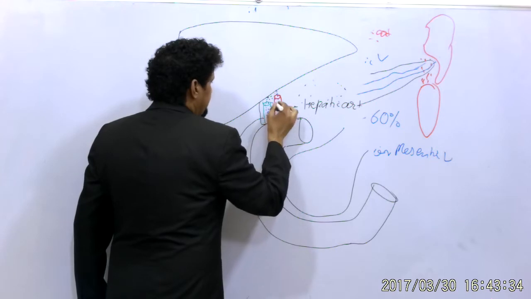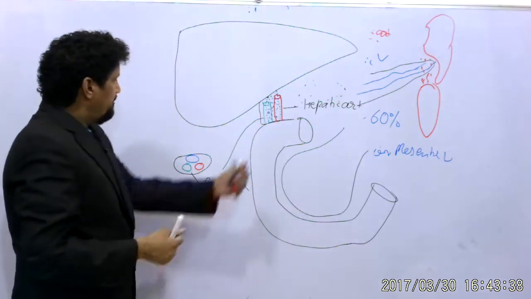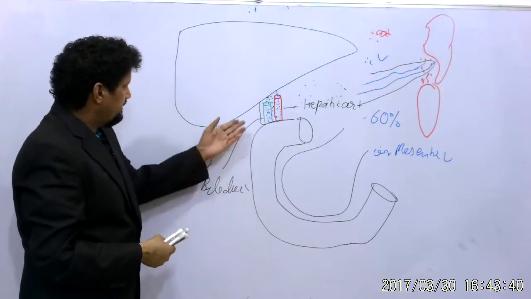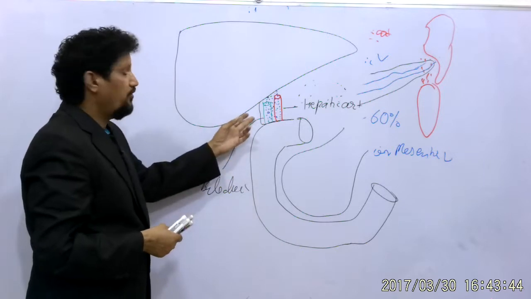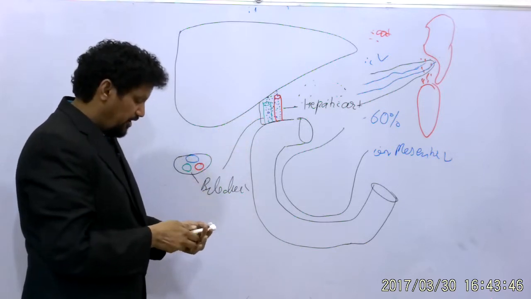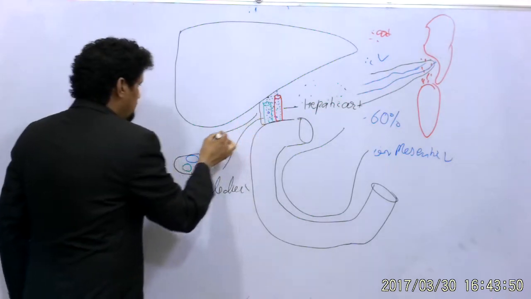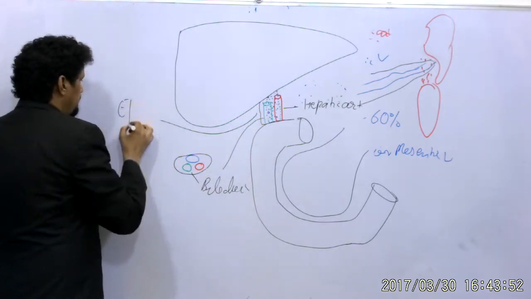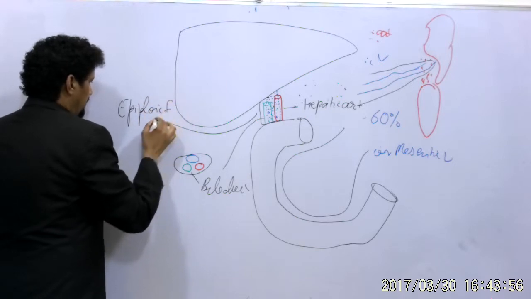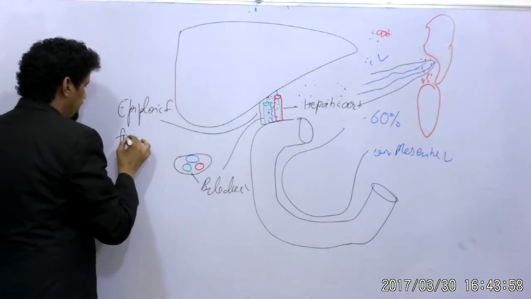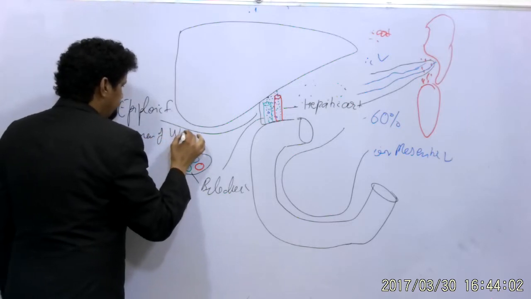This is the space occupied by the portal vein, and behind the portal vein there is the epiploic foramen, or foramen of Winslow.